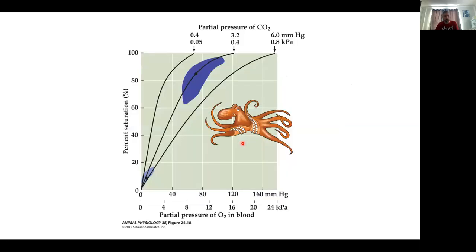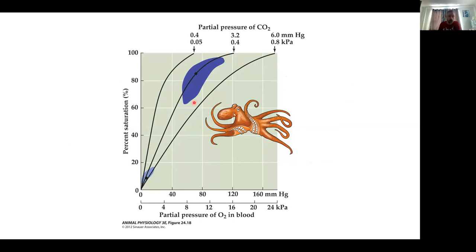In fact, if you look at things like octopods, so octopi, mollusks, that have hemocyanin, one of the downsides to having hemocyanin is that it doesn't have a high affinity for oxygen. It very easily drops off all of its oxygen. And so there is no venous reserve, which is what we're seeing here.